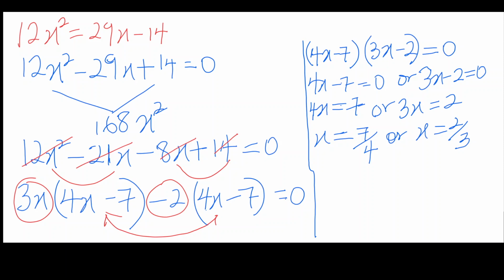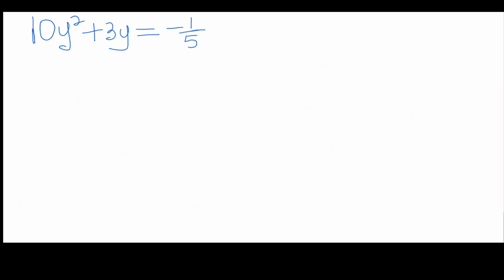Now let's move into the next question. This question says we should solve 10y squared plus 3y equals negative 1 over 5. Of course, we're going to be rearranging to have 10y squared plus 3y, then plus 1 over 5 equals 0.